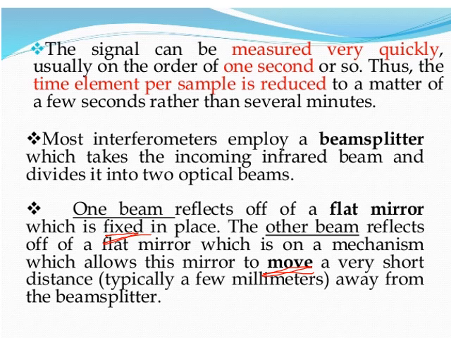So the beam splitter divides the beam into two optical beams. One optical beam will fall on the fixed flat mirror and the second optical beam will fall on the moving mirror. The moving mirror moves a very short distance, typically a few millimeters away from the beam splitter. For example, this is the beam splitter and this is the moving mirror. The moving mirror moves forward and backward through a very small distance, on the order of a millimeter.